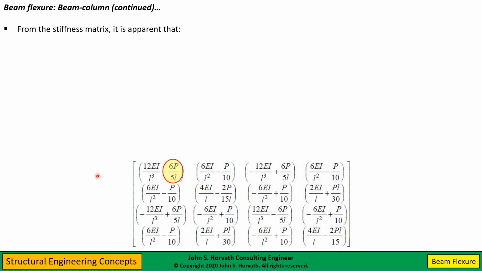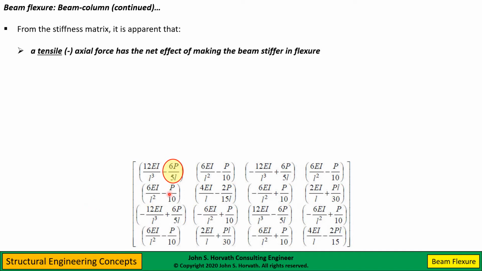So from the stiffness matrix, it is apparent that a tensile force, which would be negative here, has the net effect of making the beam stiffer. All right? This is negative. This increases these coefficients, which is the same as increasing the stiffness of the beam. Again, you see why I like the stiffness matrix to illustrate some of these things. The effects of some of these things, in this case, axial load, really kind of jump out at you when you're looking at the stiffness matrix.